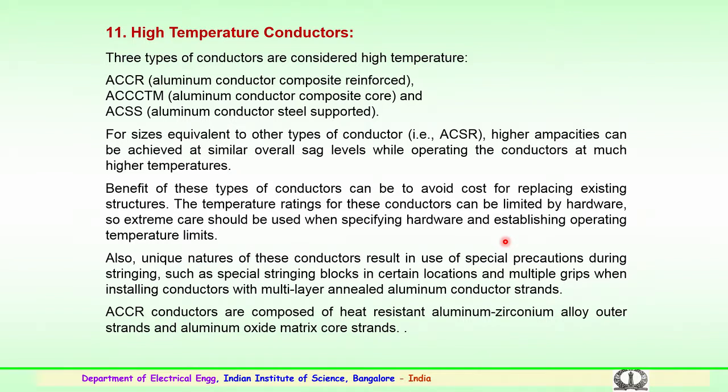So, ACCR or high temperature conductors are normally composed of heat resistant aluminum zirconium alloy. Earlier it was aluminum alloy, now aluminum zirconium alloy outer strands and aluminum oxide matrix core strands. So, these give the conductor the ability to perform at high temperatures, carry high currents and withstand high temperatures, and also the reduction in sag.